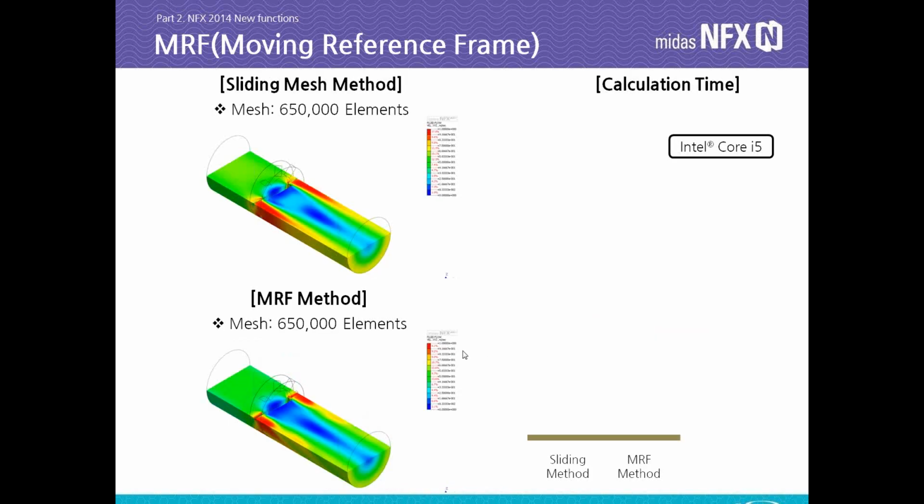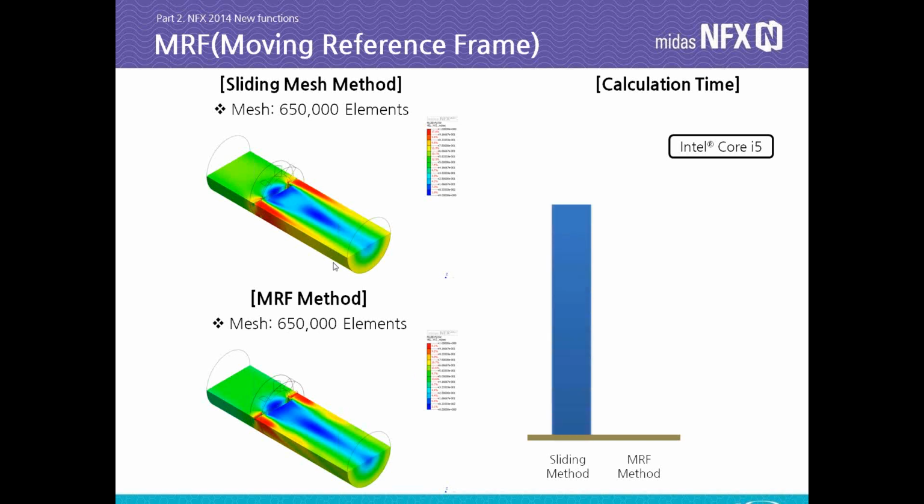Now, a small comparison. So if you use the method we have in now, the sliding mesh method, and you compare it to the MRF with the same number of elements, you see the results are almost the same.